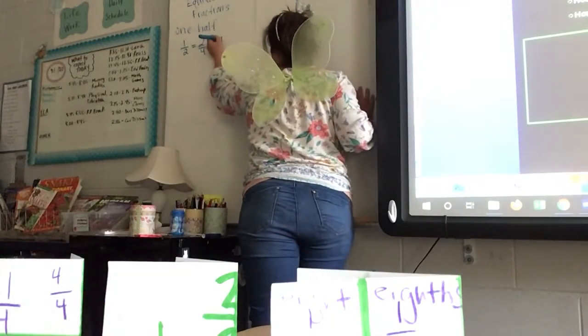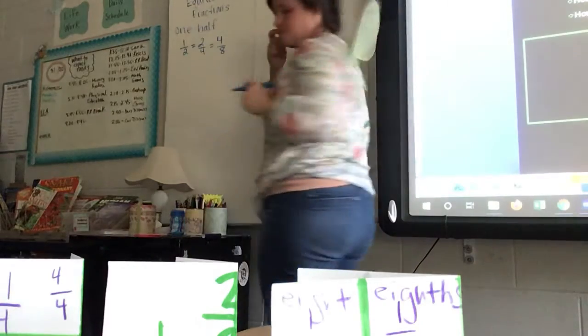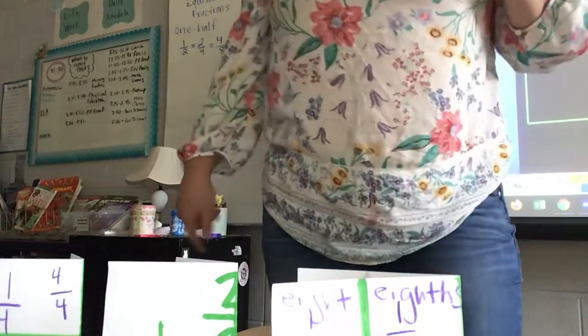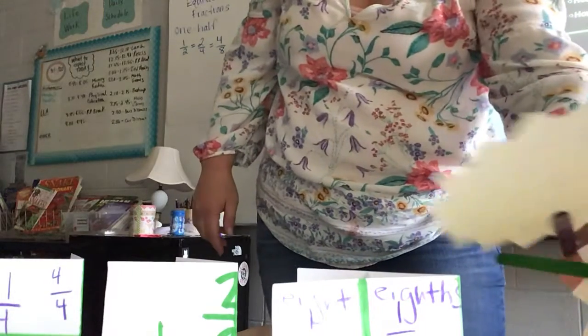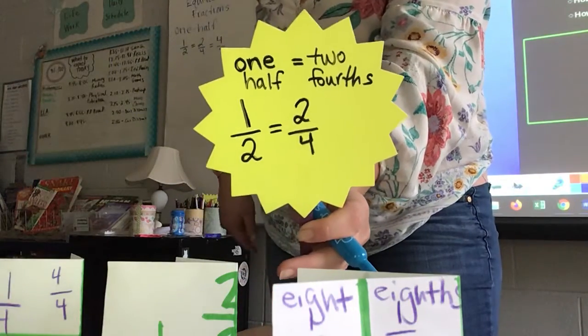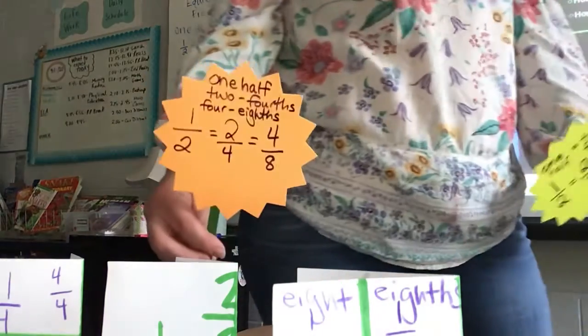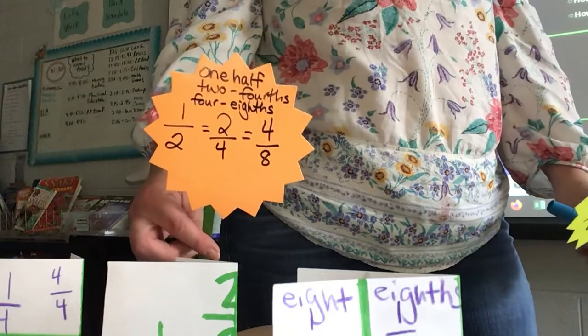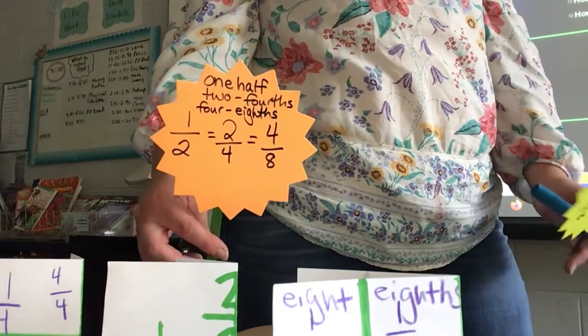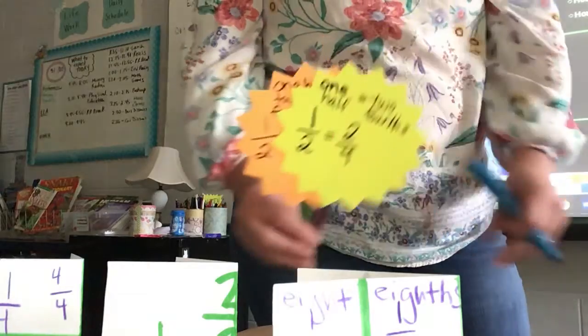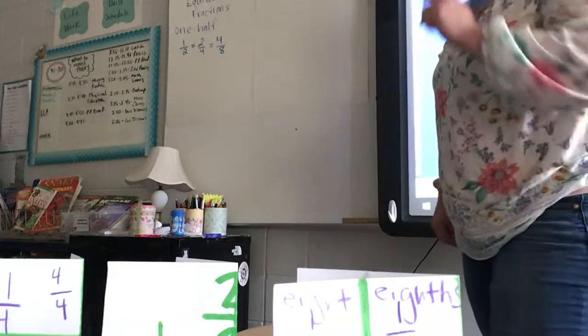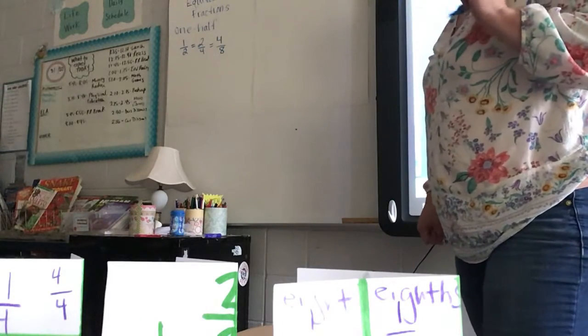1, 2, 3, 4. Okay. So 4/8. All right. So now we know that 1/2 is equal to 2/4. And we also know that 1/2 is equal to 2/4 and 4/8. Okay, boys and girls. Now, if you write that in word form, this is what it should look like. So get your notes page back out and let's write some words.